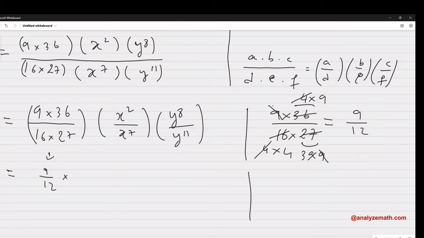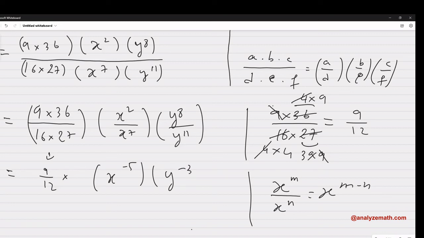Now, the next rule we are going to use is the rule of exponents. x to the power m divided by x to the power n, exponents with the same base. The rule tells me this is x to the power m minus n. m is the power of x in the numerator and n is the one in the denominator. So that will give me x to the power 2 minus 7, that gives me minus 5. And here y to the power 8 minus 11, that gives me minus 3.